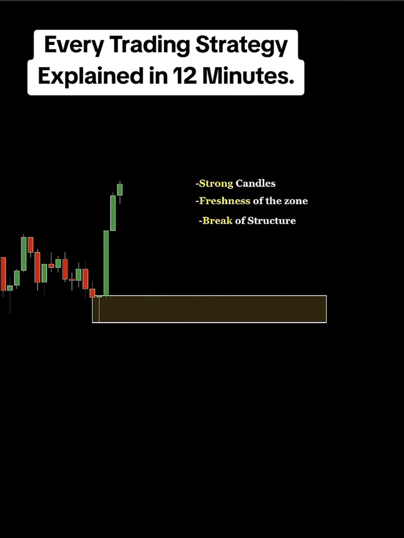Break of structure. Zones that break key support or resistance indicate institutional activity and new highs or lows. Imbalance. Price gaps highlight areas likely to be revisited, offering strong trade opportunities.